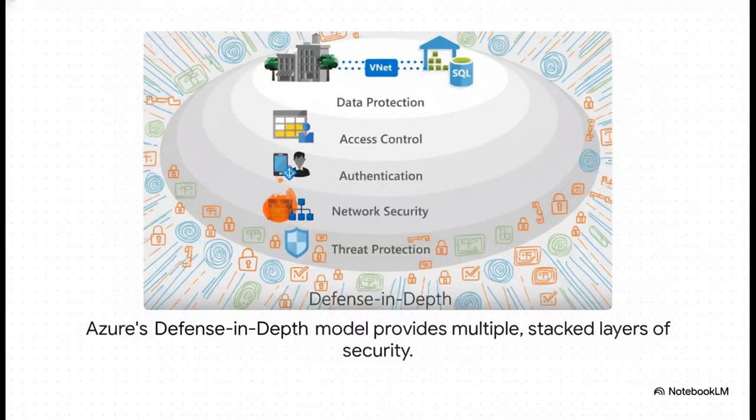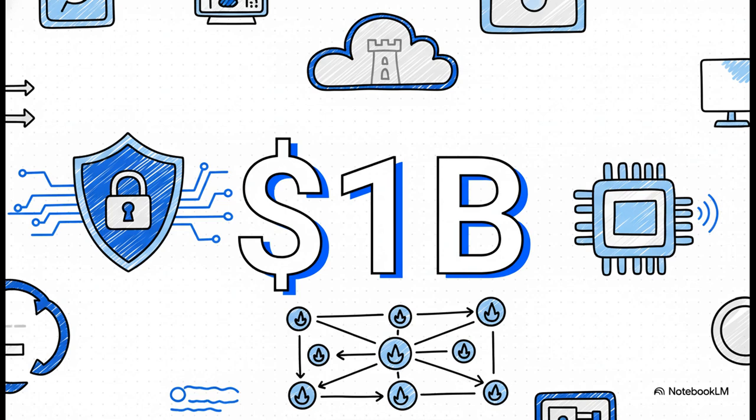When it comes to security, Azure doesn't mess around. It uses what's called a defense in depth model. As you can see here, it's not just one thing. It's layers upon layers of protection, from threat protection way out on the edge to network security, access control, authentication, and finally, data protection right at the very core. And Microsoft puts its money where its mouth is. Get this, they invest over $1 billion a year in cybersecurity research and development. That's the level of enterprise-grade security you're getting, baked right in.